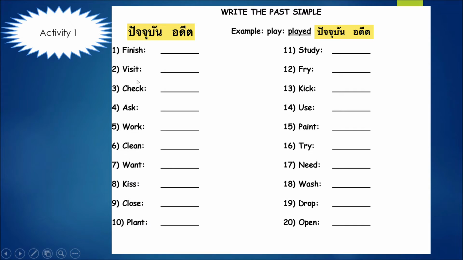Number 1, we have finish. Number 2, visit. Number 3, check. Number 4, ask. Number 5, work. Number 6, clean. Number 7, want. Number 8, kiss. Number 9, close. Number 10, plant. Number 11, study. Number 12, fry. Number 13, kick. 14, use. 15, paint. 16, try. 17, need. 18, wash. 19, drop. And 20 is open. So you write the past of these following verbs.